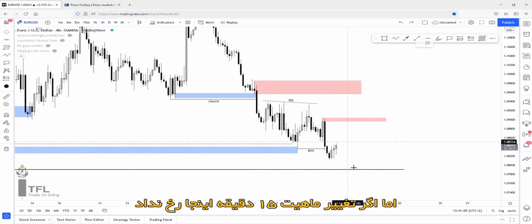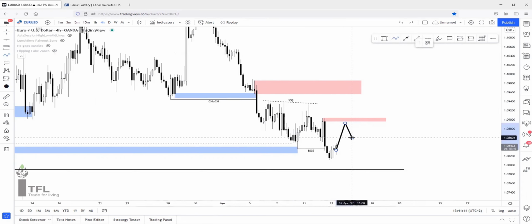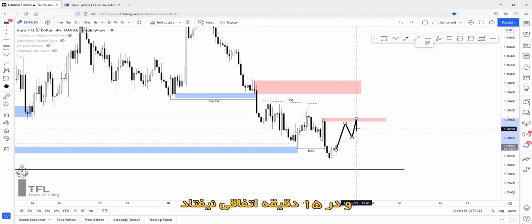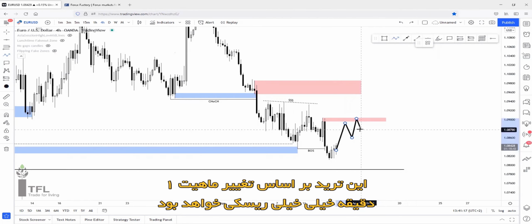But if the 15-minute change of character doesn't happen right here, and price just changes character on the 1-minute chart and not on the 15-minute chart, it is really, really risky to enter a short trade based on the 1-minute change of character.